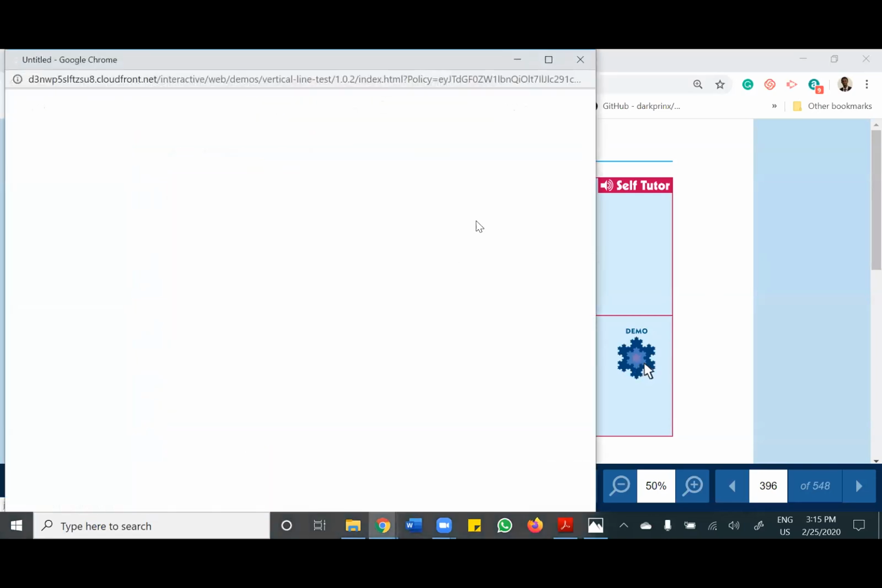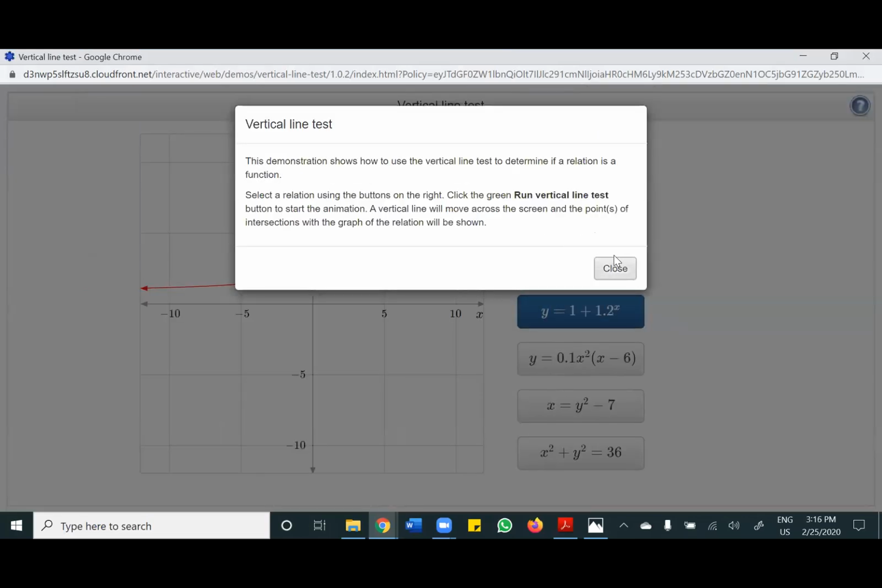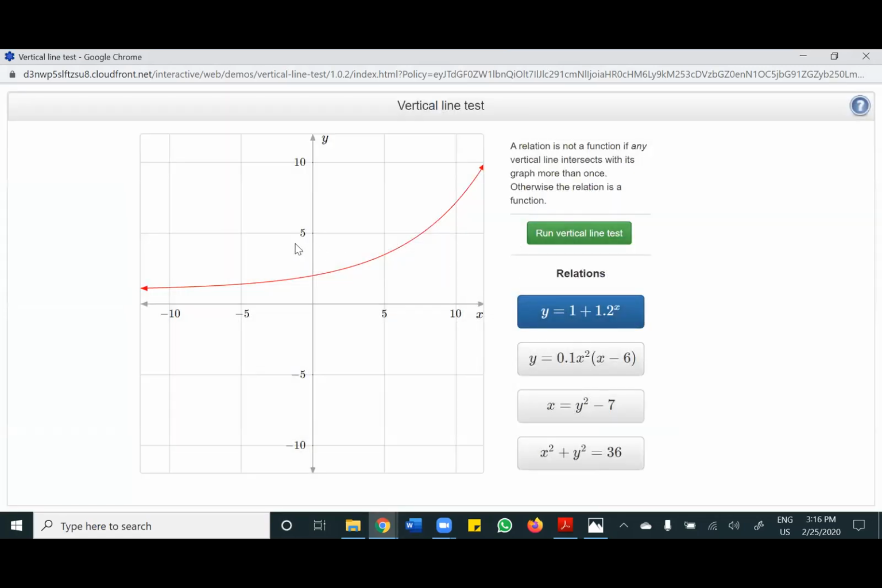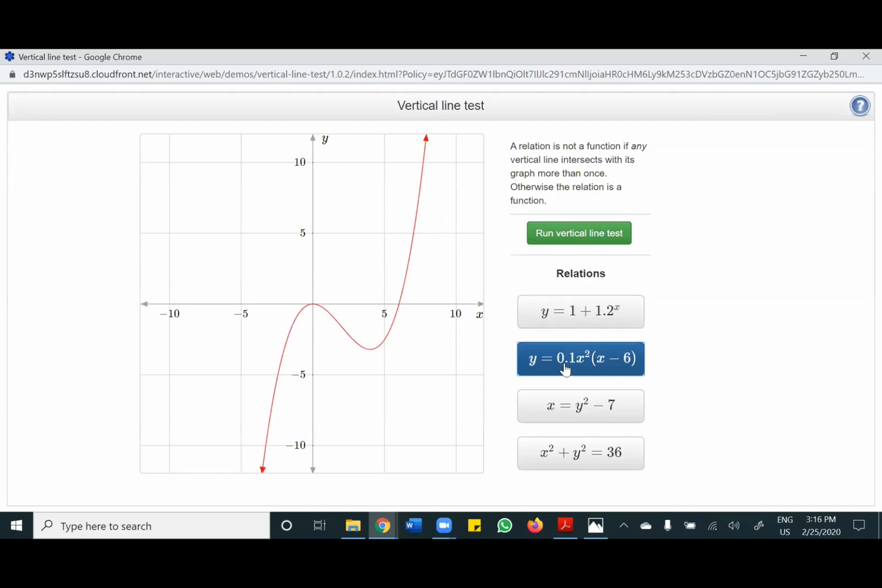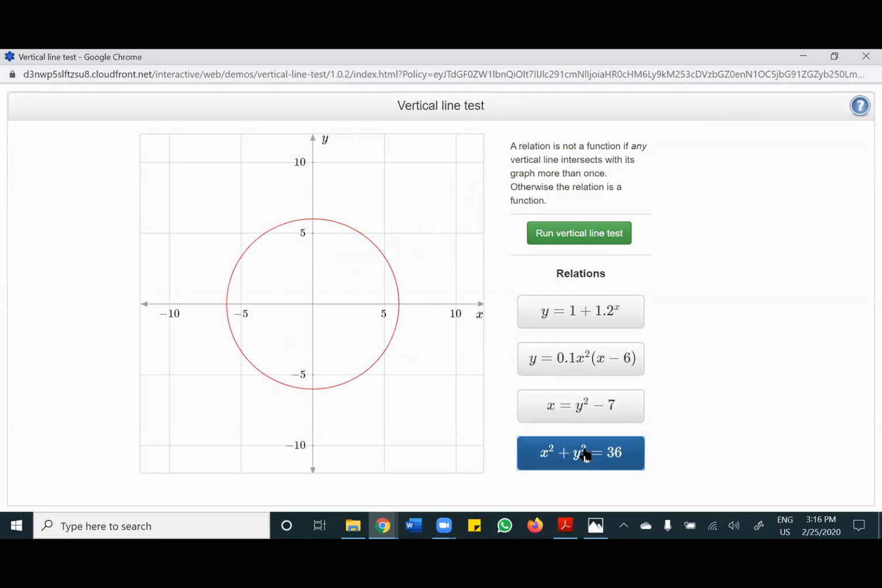Okay, so let's look at this software demo. We're going to run the vertical line test. The vertical line test is the last condition you have just written. This is the graph of this relation. Now we want to see if this relation is a function. Can everybody see my screen? Yeah, okay. This is the graph of this, and this is the graph of this.